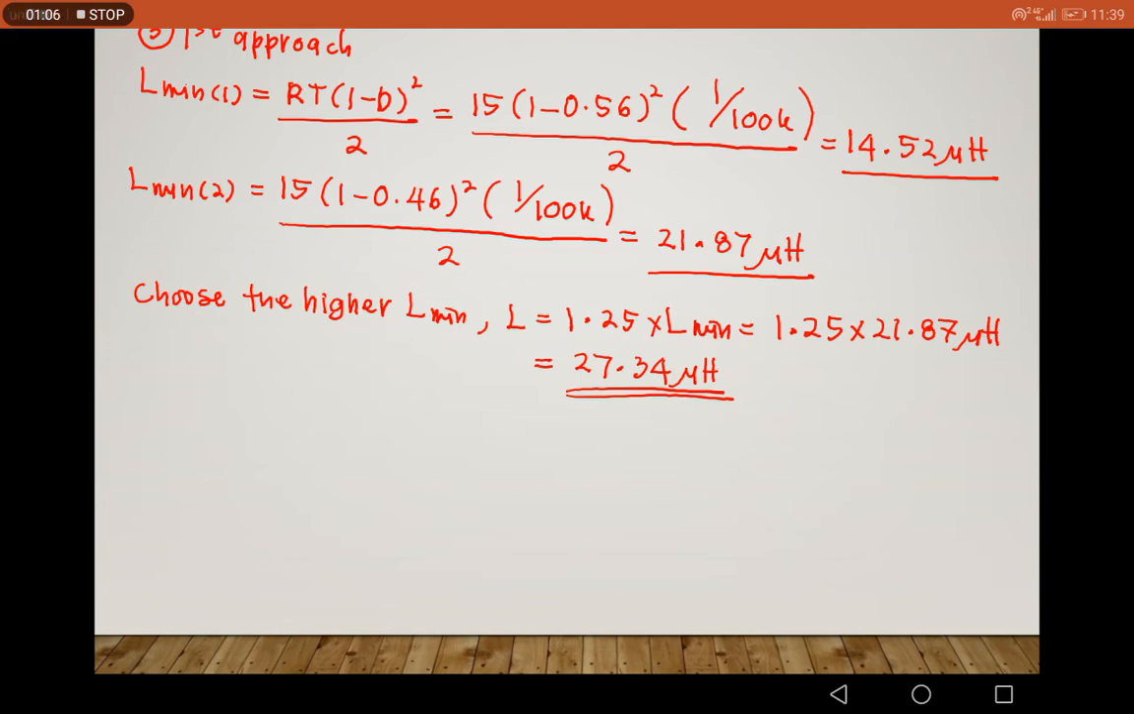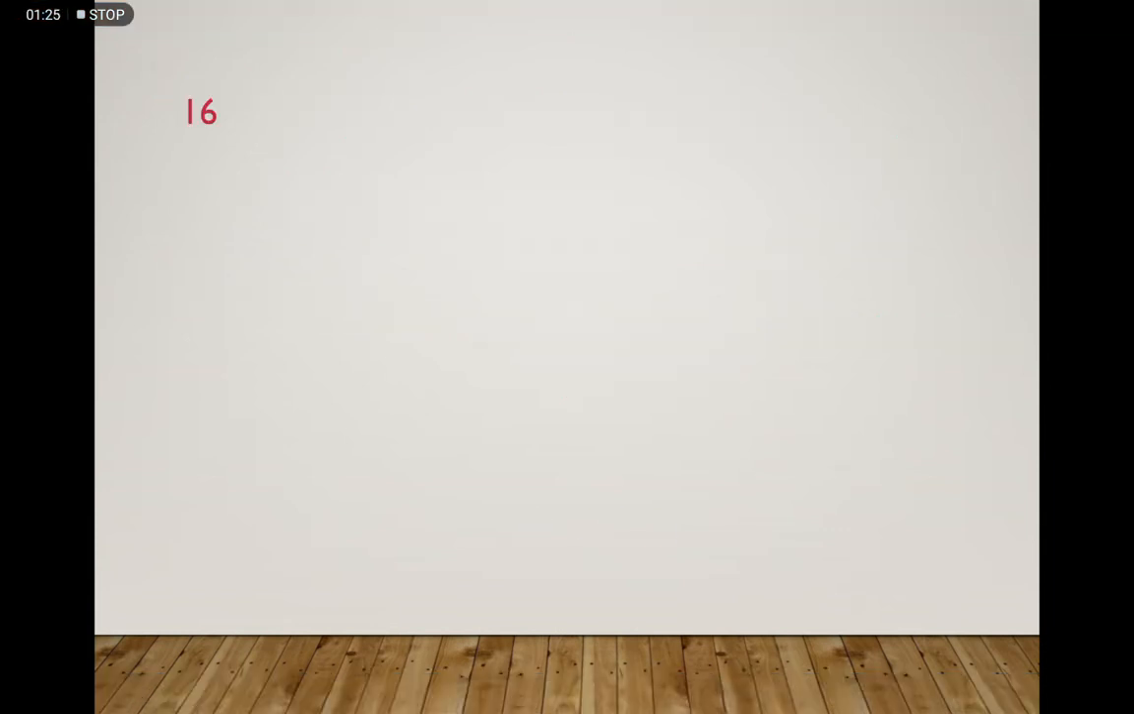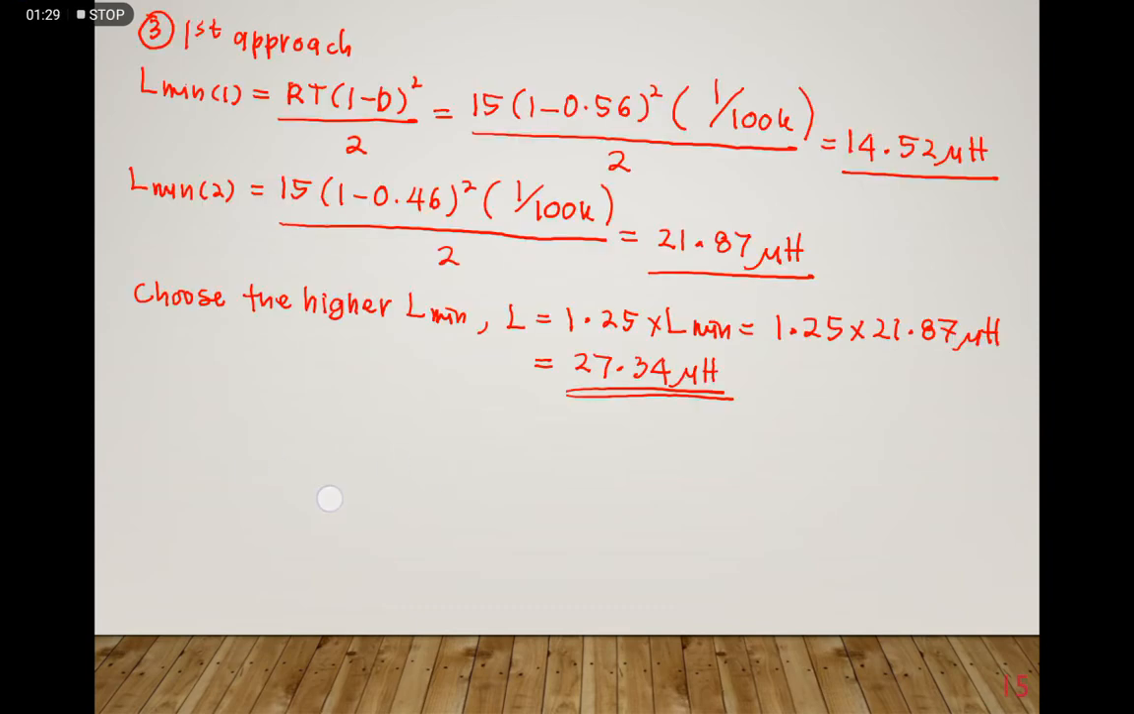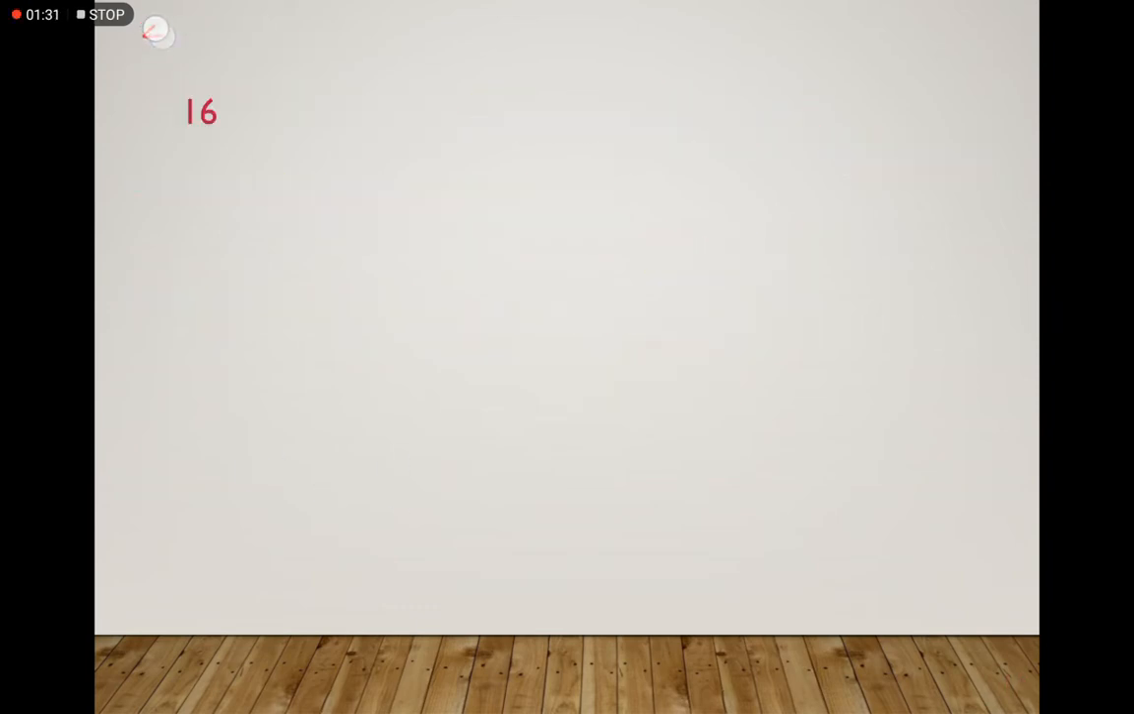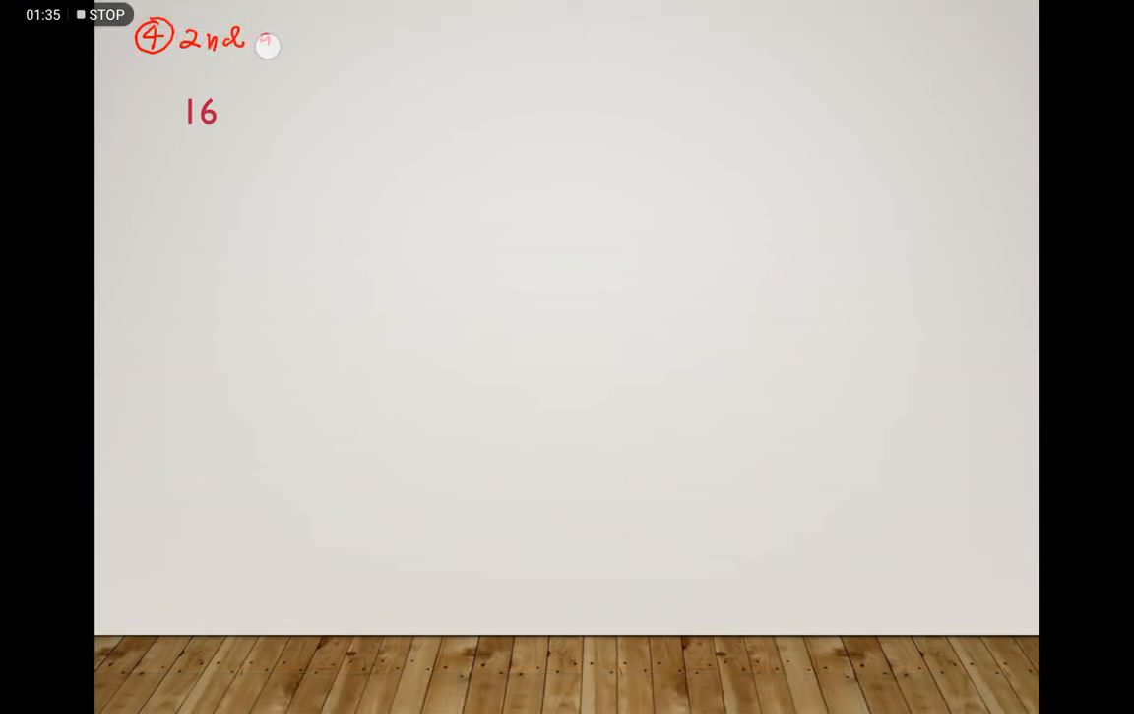So we multiply by 1.25, so we will get L is 27.34 microhenry. Okay, that is using the first approach. And then using the second approach, step number 4.